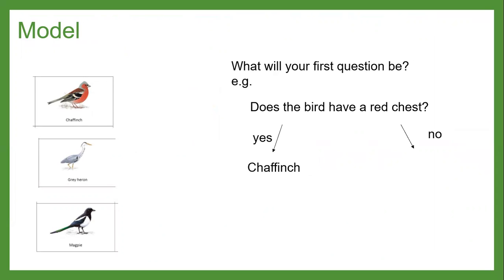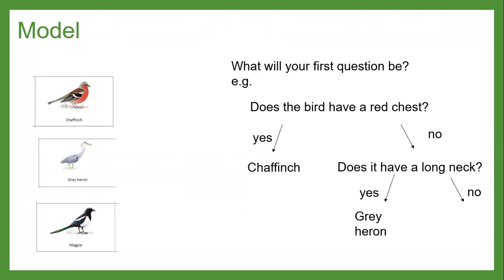Now I've got to sort out my grey heron and my magpie. I don't always have to use color. I can use something else. If I look at the differences between the 2 birds, I could say, does it have a long neck? I could have said, does it have a long tail? I could have said, does it have a long beak or a short beak? But I've decided this time, does it have a long neck? And it's going to be, again, yes or no. So does this bird have a long neck? Yes, would be the grey heron, which would mean that the one that says no is a magpie. So that is how I would create my tree diagram.